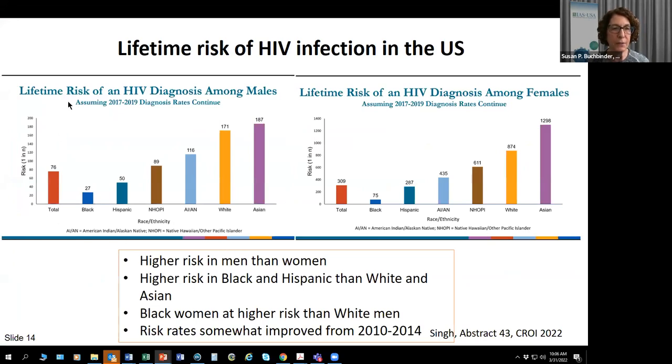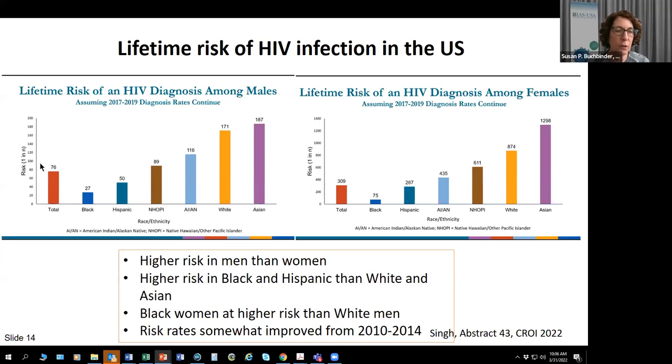This is about the lifetime risk of an HIV diagnosis. On the left-hand side are among males, on the right-hand side are among females. This is a risk of one in N, so a lower number is worse, meaning 1 in 20 would be worse than 1 in 200, for instance. And the scales are different. So this one only goes up to 200, whereas this one goes up to 1400.